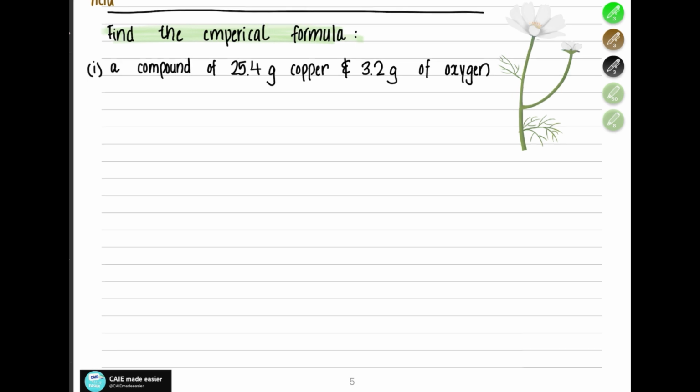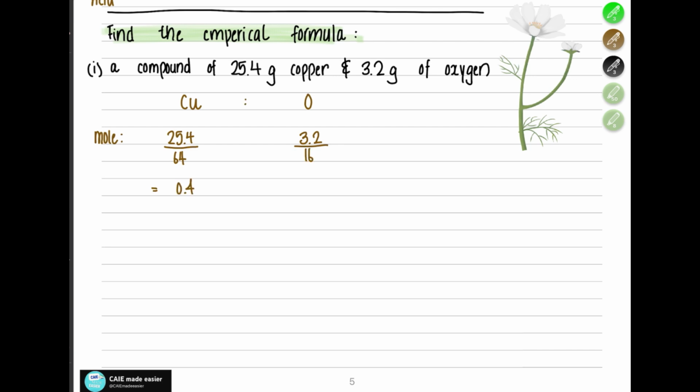Alright, to learn how to find the empirical formula, the question is: find the empirical formula of a compound that has 25.4 grams of copper and 3.2 grams of oxygen. What you're supposed to do is find the moles of copper and oxygen first. Remember, moles equals mass over Mr. So this is going to be 25.4 divided by 64, and oxygen would be 3.2 divided by 16.